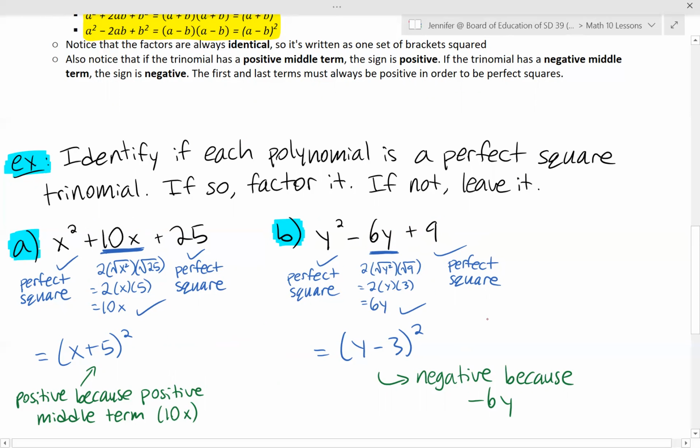We know it's a perfect square trinomial, so it's just going to be a bracket squared. First term is the first term square rooted. Last term, or sorry, the second term here is the last term square rooted, so 3. And then we know it's going to be negative. 6y is negative here.